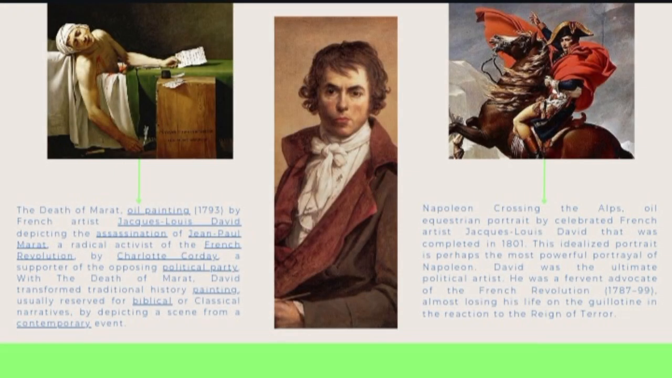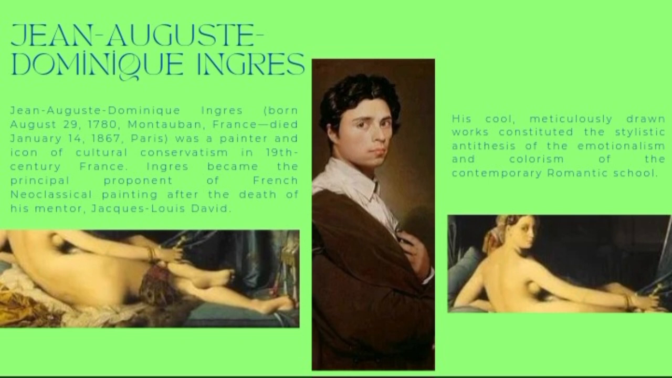Here are examples of Jacques-Louis David. The first one is The Death of Marat, oil painting, 1793, and Napoleon Crossing the Alps, oil painting, 1801. Jean-Auguste Dominique Ingres was a painter and icon of cultural conservatism in 19th century France.